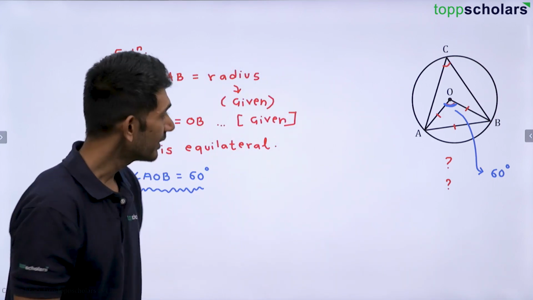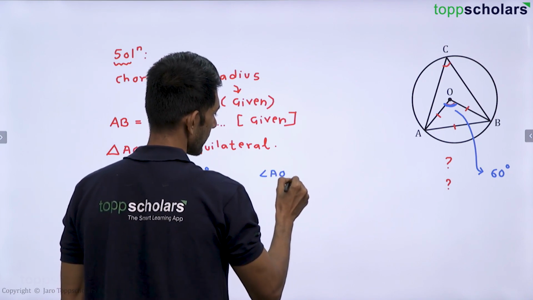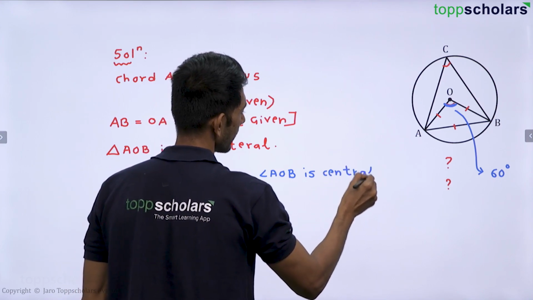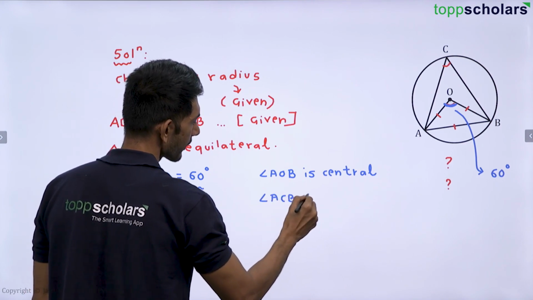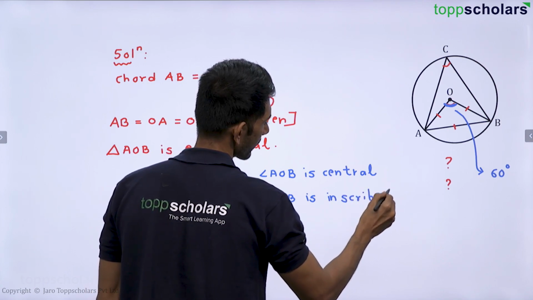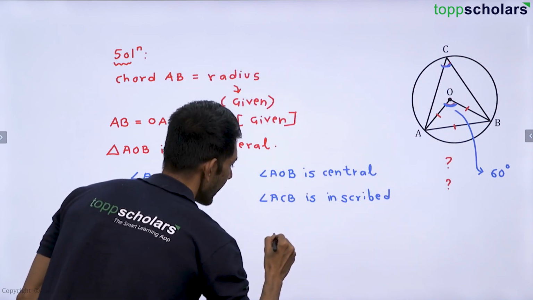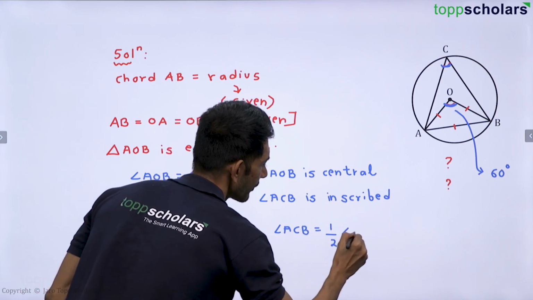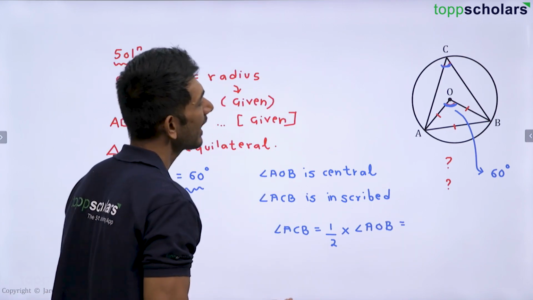See, now we know one thing, that AOB is a central angle. Angle AOB is a central angle and angle ACB is an inscribed angle. AOB is central, ACB is inscribed. So can I say angle ACB is half of angle AOB. Angle ACB is half of angle AOB.